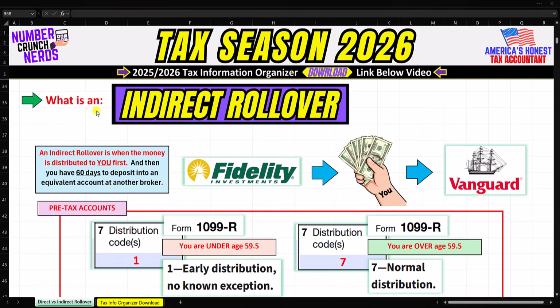Okay, now what is an indirect rollover? Well, an indirect rollover is when the money is distributed to you first, and then you have 60 days to deposit the money into an equivalent account at another broker. So for example, here is your Fidelity IRA, or this could be a workplace 401k, and in either case, the plan will distribute the money to you first, so you have the money in your hand, and then within the 60-day time period, you have to put it into another equivalent account over here at another broker.